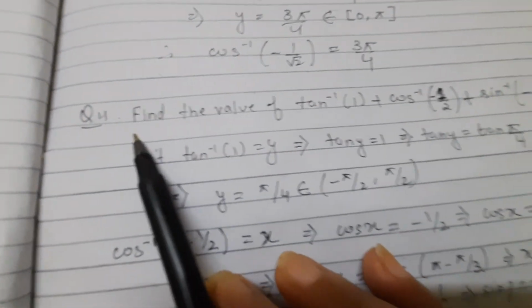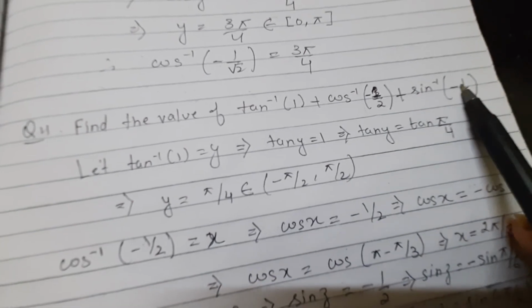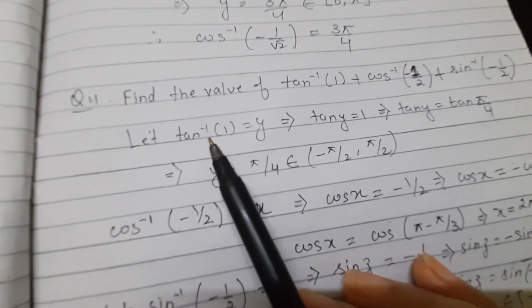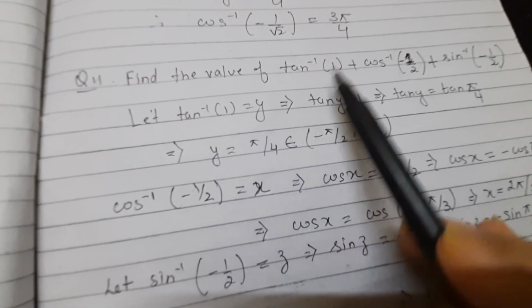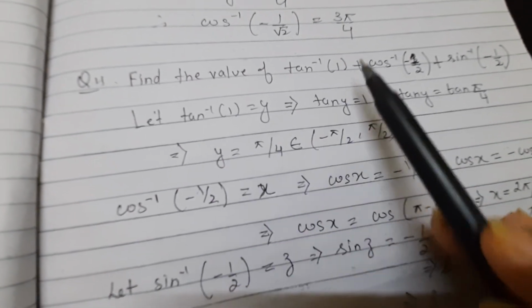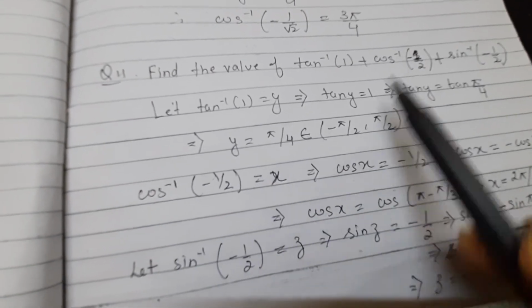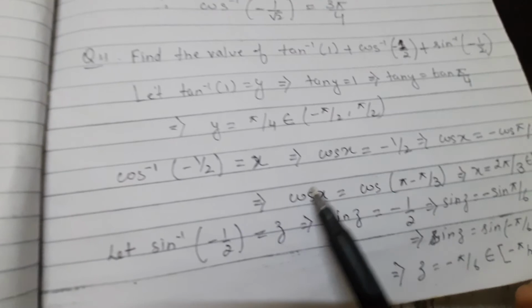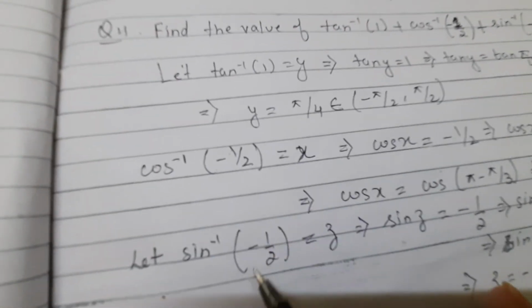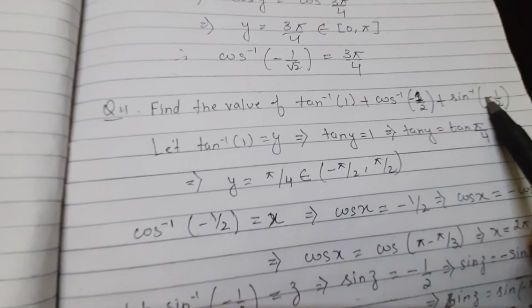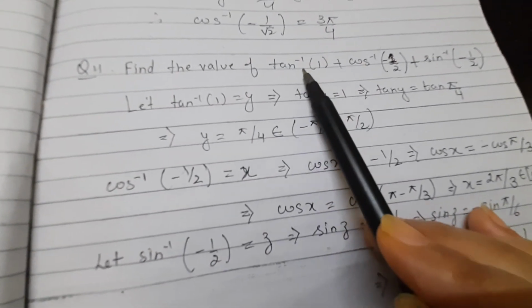Now question number 11. Find the value of tan inverse 1, plus cos inverse minus half, plus sin inverse minus half. So here we will find the principal value of tan inverse 1 in the same manner as we have done before. I have assumed it to be y, and I have got the value of y as pi by 4. Similarly, I will assume cos inverse minus half as x, and got the value of x as 2 pi by 3. The principal value branch only you have to find. Then I will find sine inverse of minus half, let it be z, and I am getting z as minus pi by 6. So I have to get y plus x plus z.